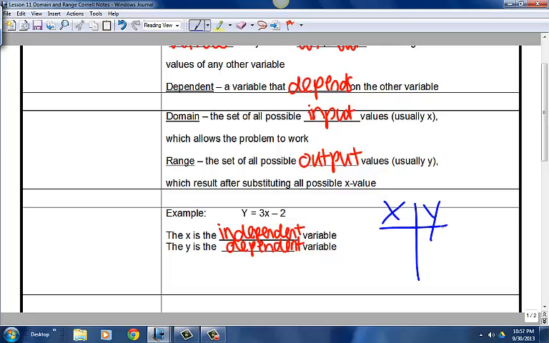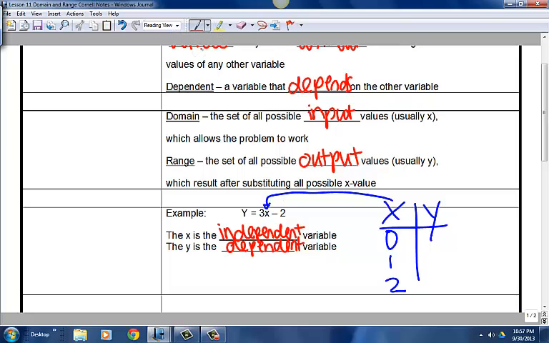Since they don't specify on domain and range, we can just pick any values. So I'm just going to do 0, 1, and 2. And now to find my y values, I'm going to plug in these x values right in here and see what y values I get.